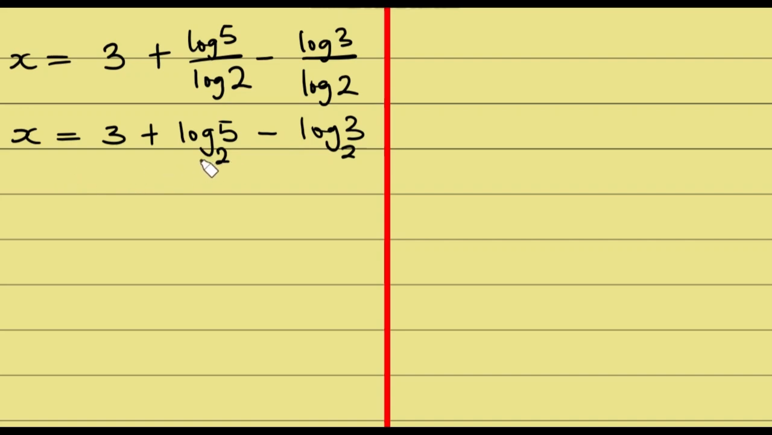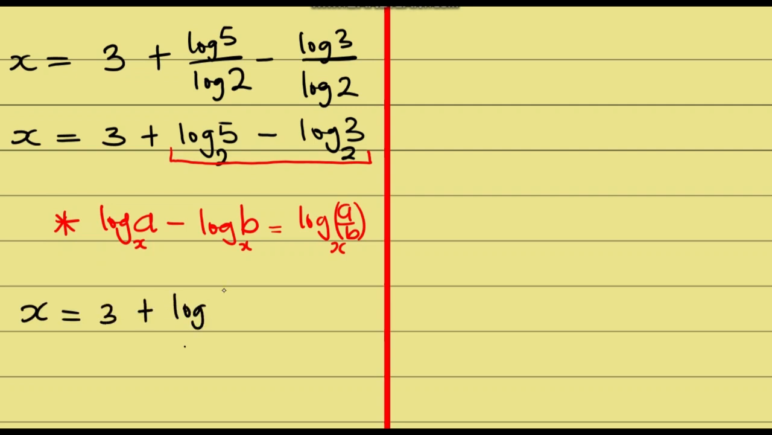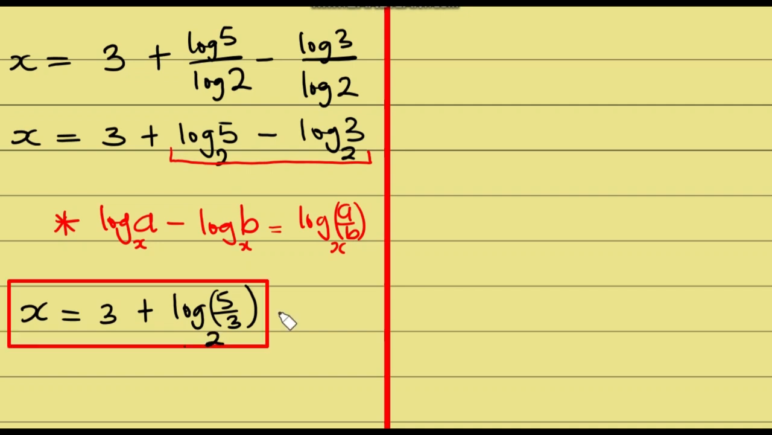I can also write this in a better way by applying a certain rule of logarithm to this part. The rule says log of A minus log of B having the same base x results in division, which is log of A over B in parentheses, to base x. Applying the same thing to this part carefully, our x is now going to become 3 plus log of 5 over 3, everything to base 2. Actually, this is the final answer for this question.